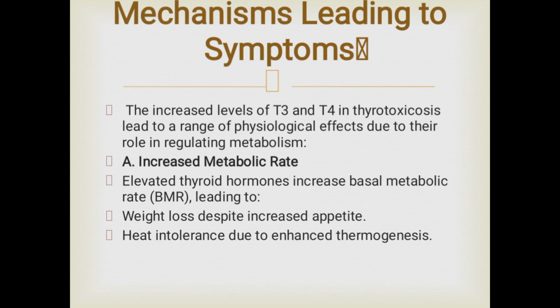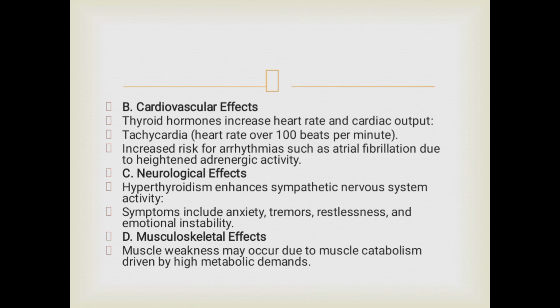So now let's talk about the mechanism leading to these symptoms. How are these symptoms coming about? Number one, we're saying there is increased metabolic rate. Elevated thyroid hormone increases the basal metabolic rate, leading to weight loss despite an increase in appetite, and heat intolerance due to increased thermogenesis, like we talked about. In the cardiovascular effect, thyroid hormone will increase the heart rate and cardiac output.